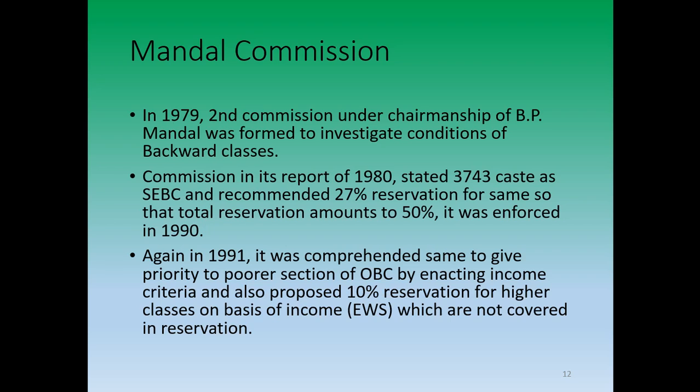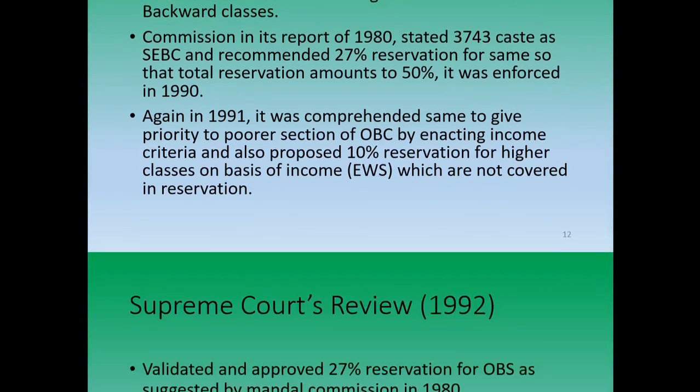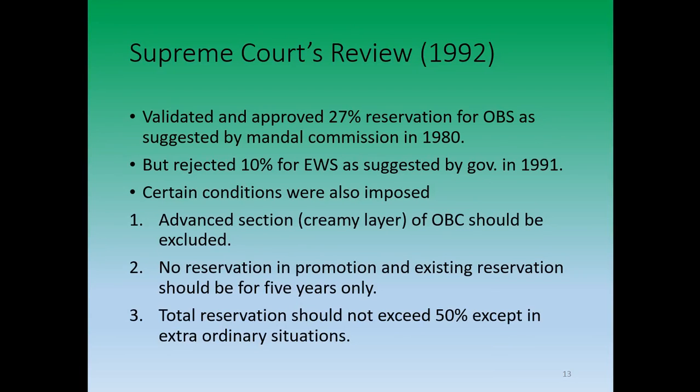Again, in 1991, it was comprehended to give priority to the poorer sections of OBC by enacting an income criterion, and also proposed 10% reservation for higher classes on the basis of income, who are not covered in reservation. The Supreme Court, on review, validated and approved 27% reservation for OBC as suggested by the Mandal Commission in 1980, but rejected 10% for EWS as suggested by the government in 1991.